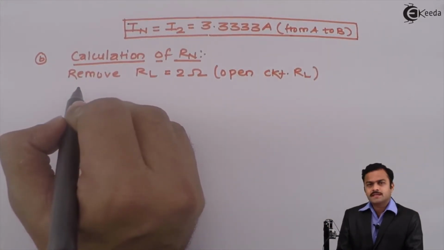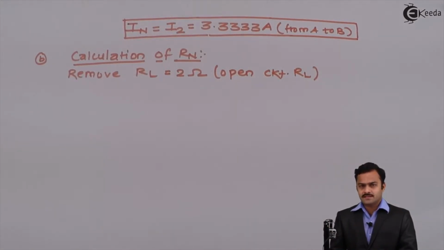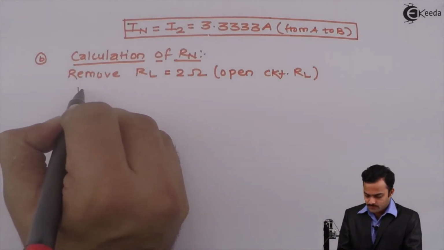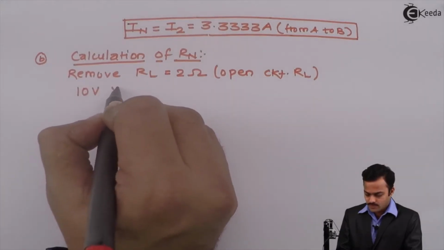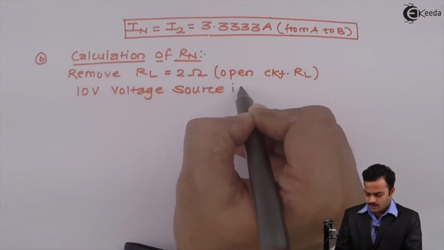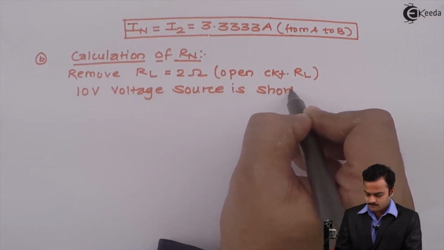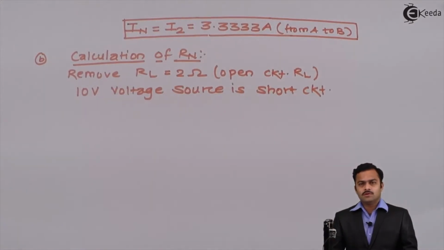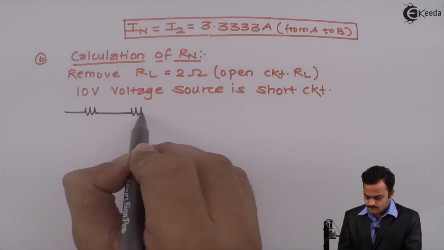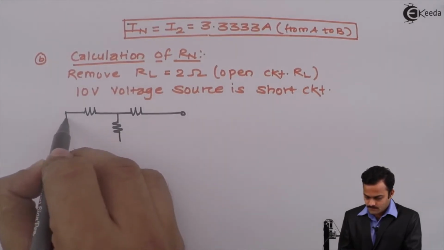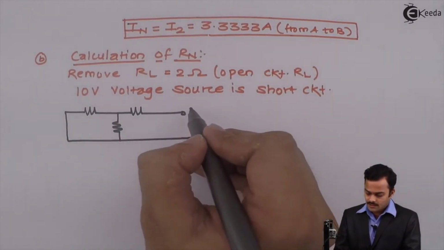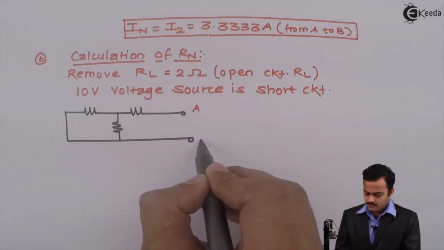If there is a current source present, we need to replace it by an open circuit, but in our problem we are having only a voltage source, and that is of 10 volt. So the 10 volt voltage source is short circuited. So we will get a circuit like this. The 10 volt voltage source is shorted. If I remove RL, I will get terminals A and B.